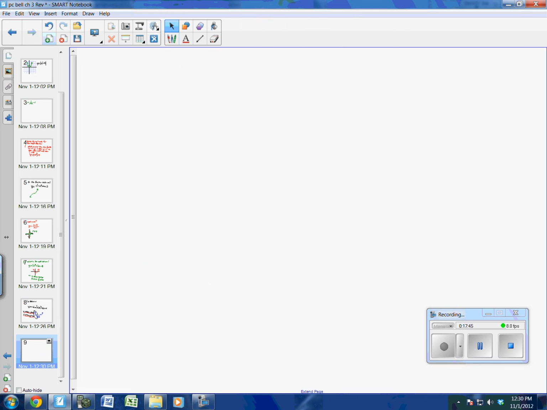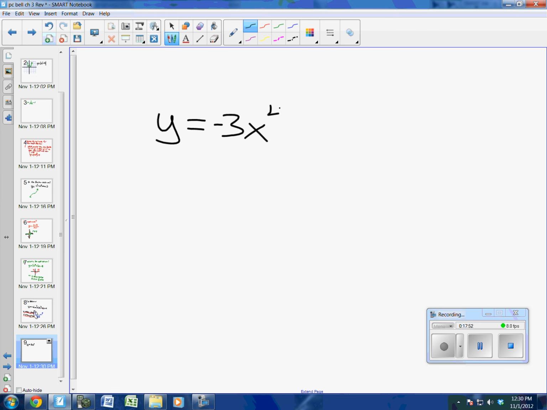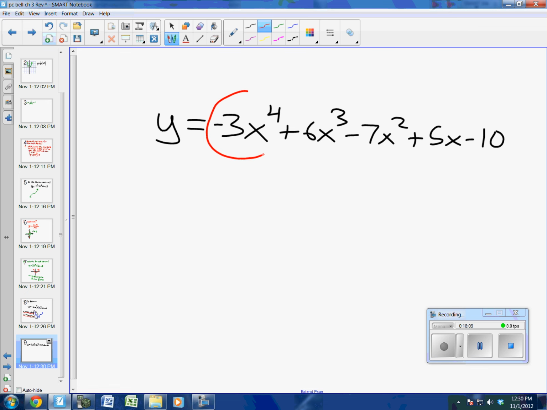What if I gave you something like this? y equals negative 3x to the 4th plus 6x cubed minus 7x squared plus 5x minus 10. What's the only thing you have to worry about on here? The very first term. Why? It's the biggest term. So all I have to worry about is that term right there, the negative 3x to the 4th. And what are the things I'm looking at in that term? Yeah, I'm looking at the power and the coefficient, right?